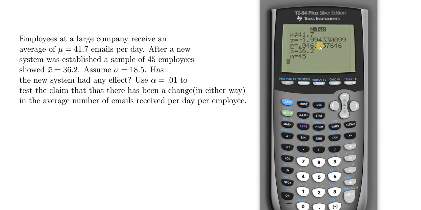This variable here, P, is the p-value. So you could use this in theory to complete the hypothesis test. So there are two cases. If the p-value is smaller than alpha, you reject your null hypothesis, and there is sufficient evidence to say that there has been a change. If the p-value is bigger than alpha, you fail to reject the null hypothesis, and there is not sufficient evidence to say that there has been a change in either way. So in this case, the p-value is bigger than alpha, so there is not sufficient evidence to claim that there has been a change in either way in the average number of emails received per day per employee.